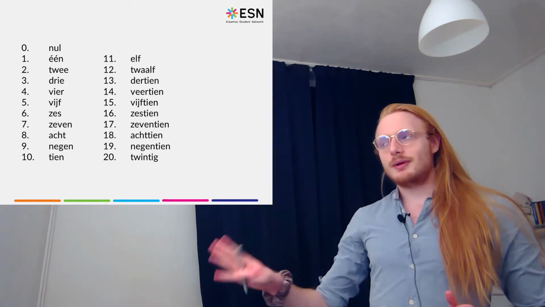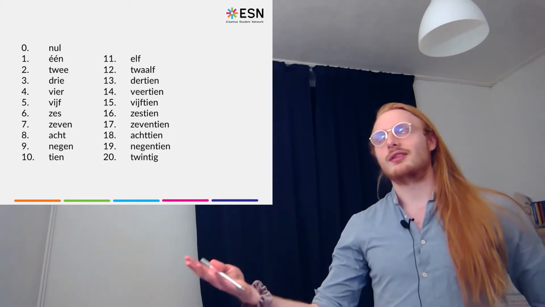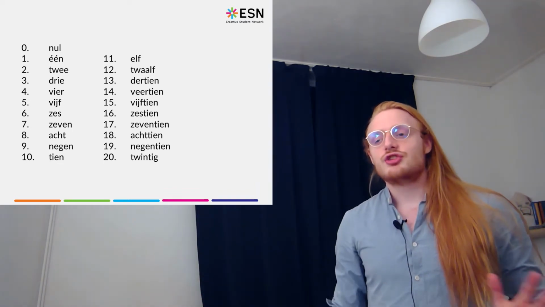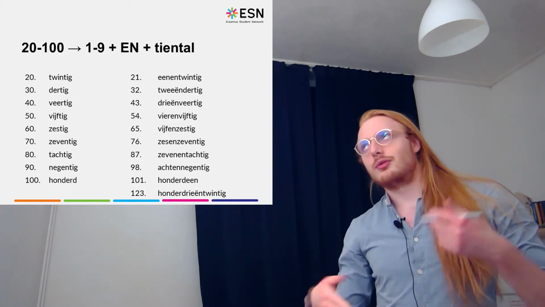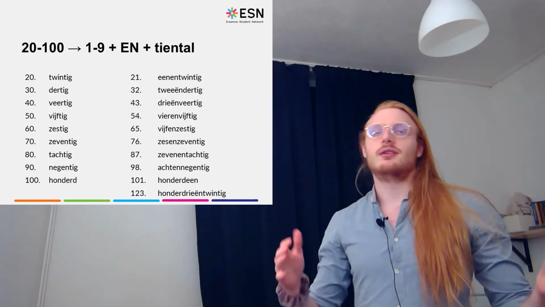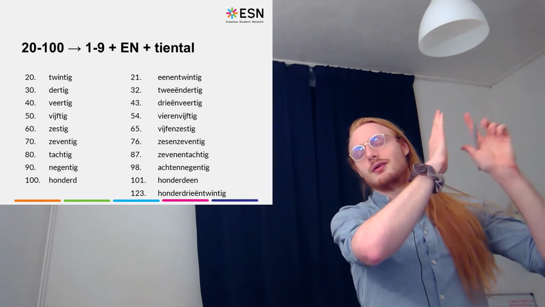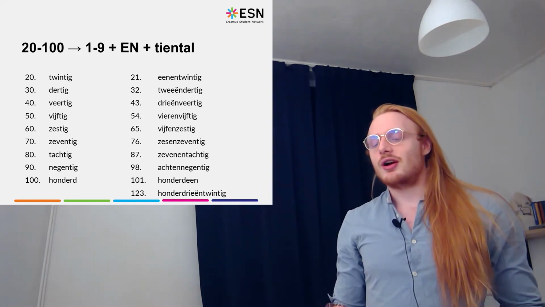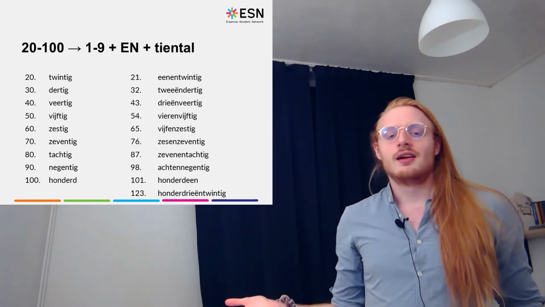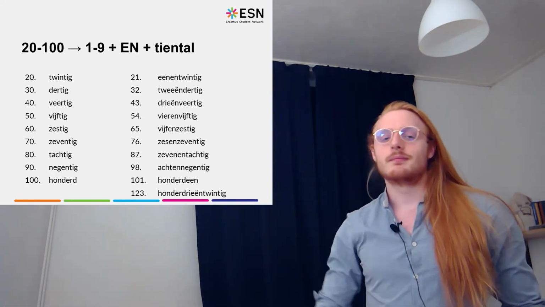Where Dutch deviates a bit from English in its counting is how it treats the numbers from 20 to 99. In English, you say 21, 22, 34, 97, whatever. You say the multiple of 10 first, and then the single digit number. In Dutch, however, we somehow decided that we first say the single digit number and then the multiple of 10.